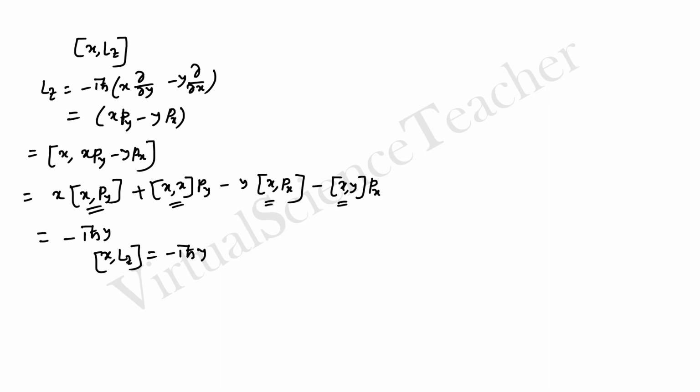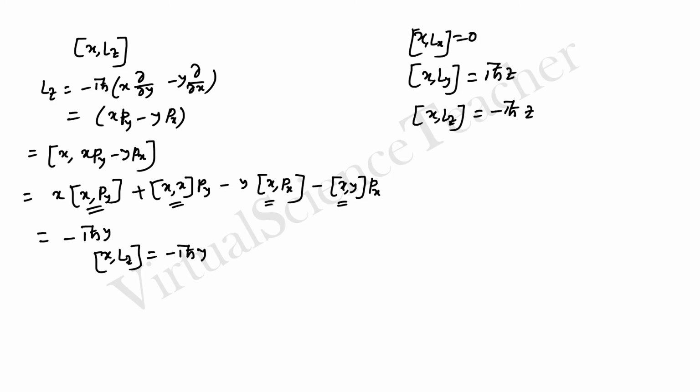Here is an interesting case, because for the linear momentum operator we have already shown that only for x and p x, y and p y, and z and p z the commutation relation value gives us i h cut, and all others are 0. But for angular momentum, what happens is [x, Lx] equals 0, [x, Ly] equals i h cut z, and [x, Lz] equals minus i h cut y.